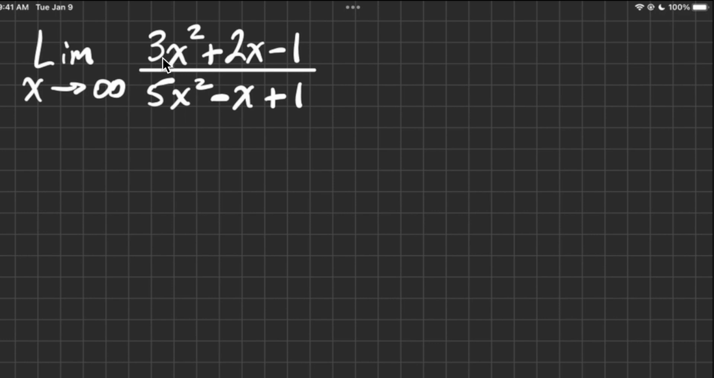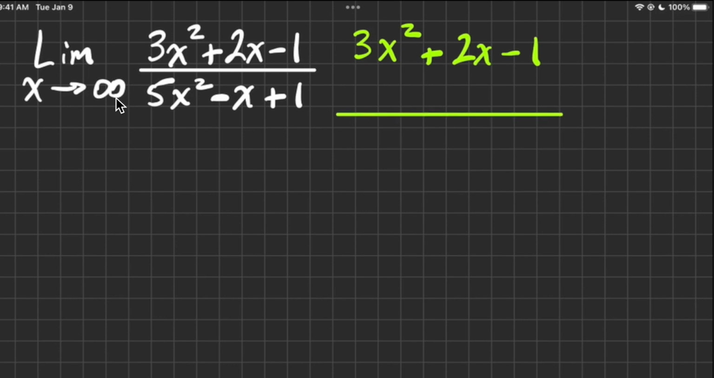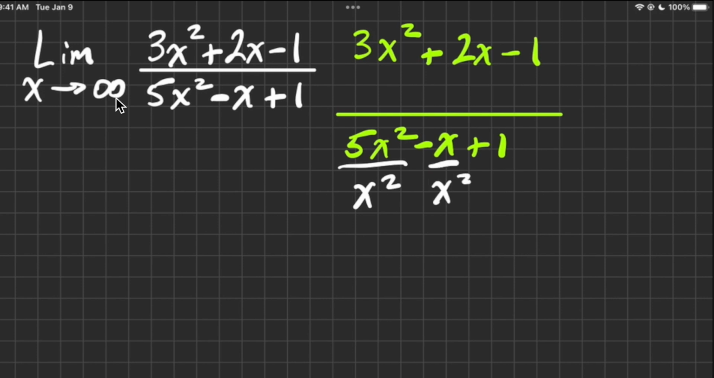Folks, whenever you are presented with a rational function and you're going to infinity or negative infinity, one move that you can use is to divide everything by the highest degree located in the denominator. So if we have this, and I created some space up above, we can come along and divide everything by x squared. That's the highest degree in the denominator.